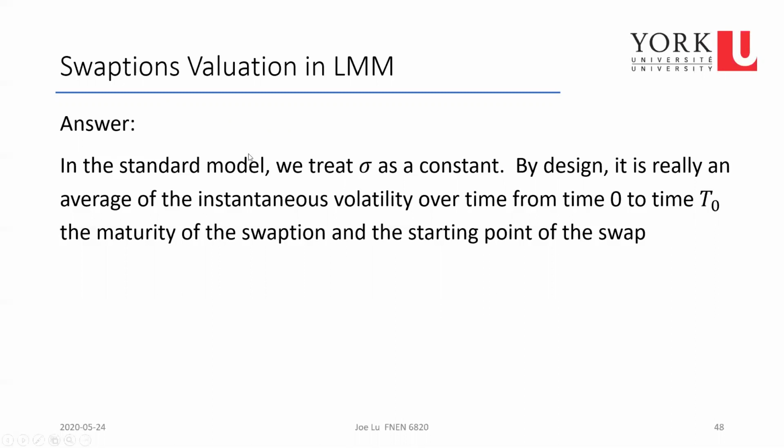And so we have a B being a function of time. But as long as we calculate the average, we then come back and use the standard model to calculate swaption prices. All right. So that basically concludes the HJM model and the BGM models.